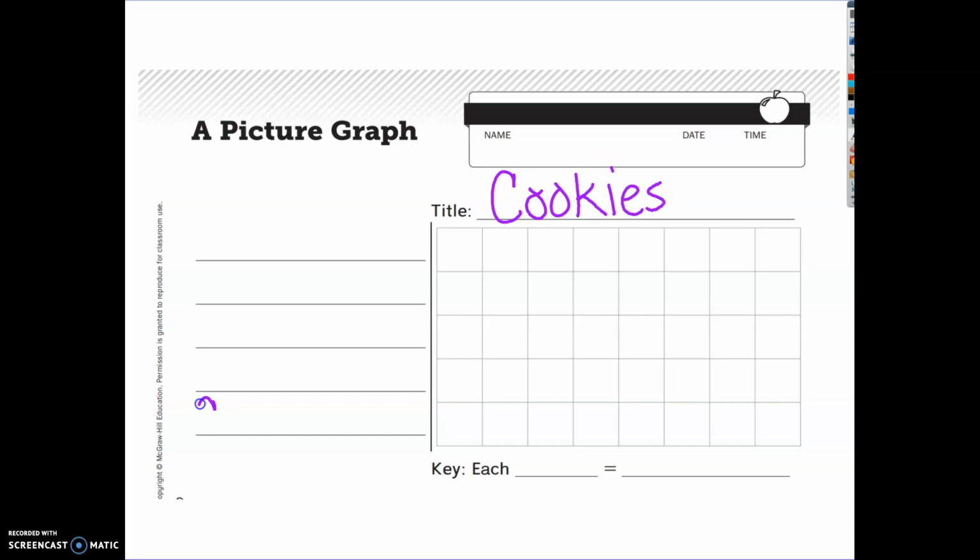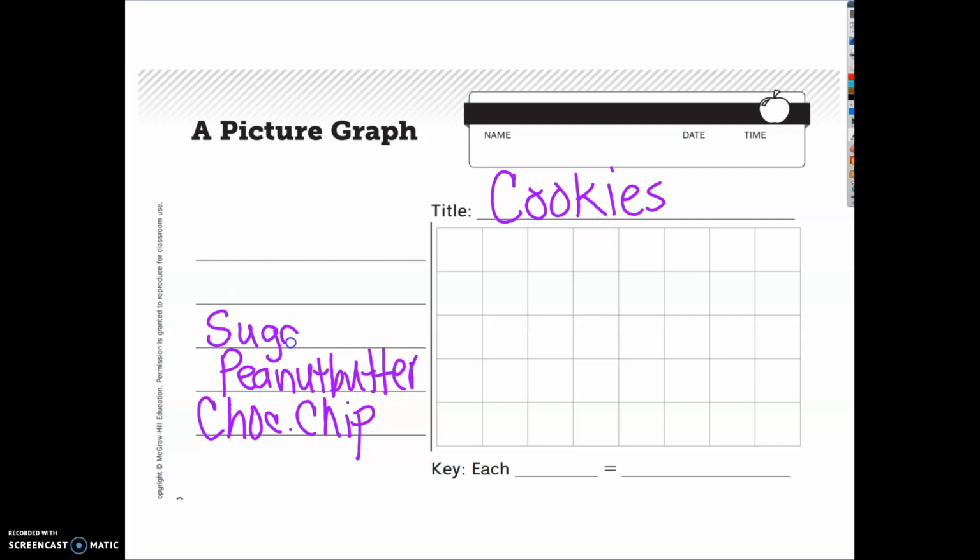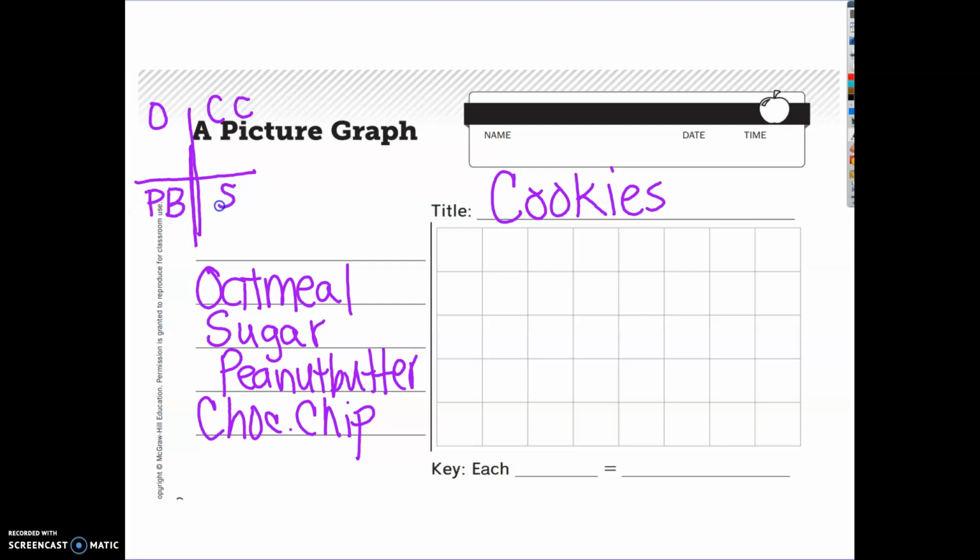And I gave the choices of chocolate chip, peanut butter, sugar cookie, oatmeal cookie. Okay, and I have my data on my tally chart here. Here's oatmeal cookie, chocolate chip cookie, peanut butter cookie, sugar cookie.